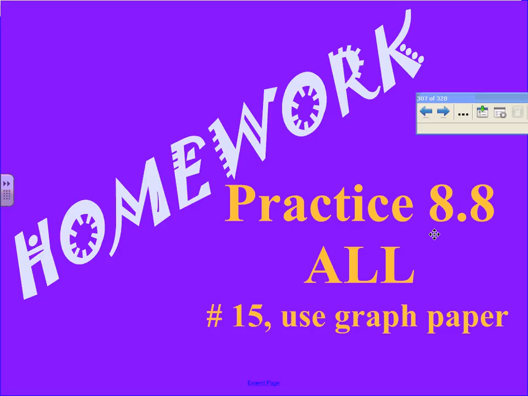Okay, practice 8.8. You're going to do all of it. There's only 15 questions. Hold on. I need everyone to take a look at it. Let's see, 1, 2, and 3 is what we did the very first part of the notes. It's a linear combination, so is it a solution of both equations or not? You're going to put yes or no.